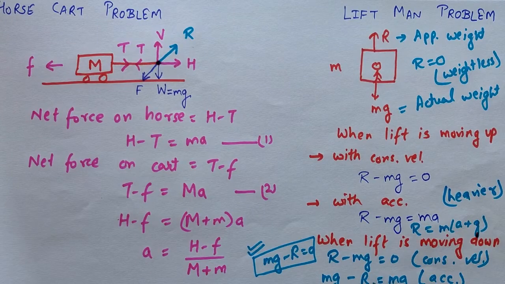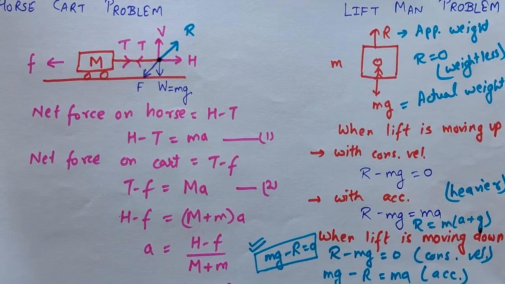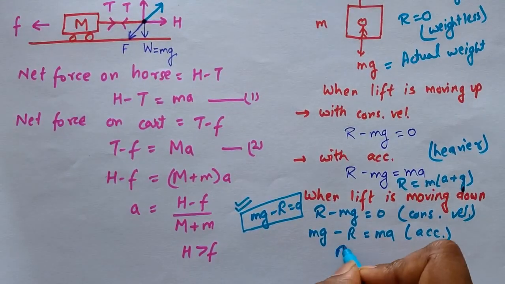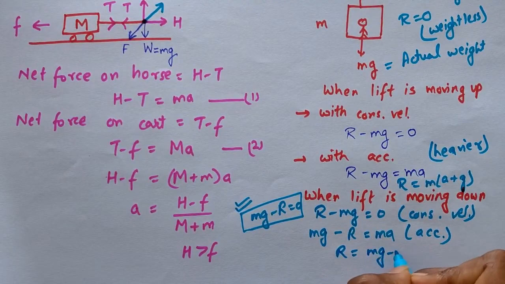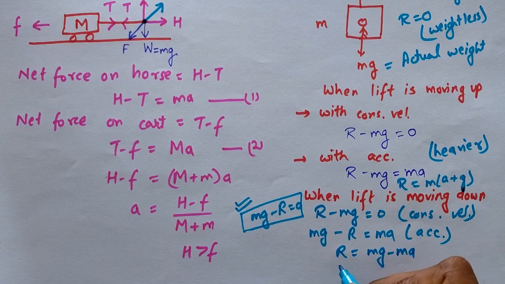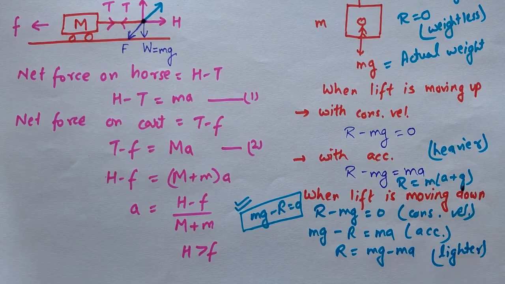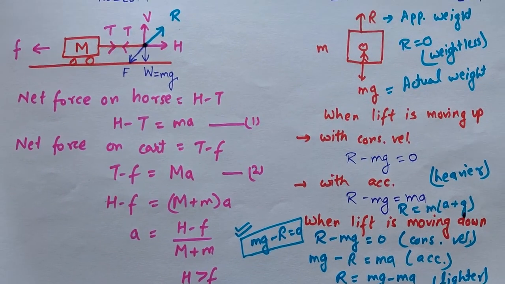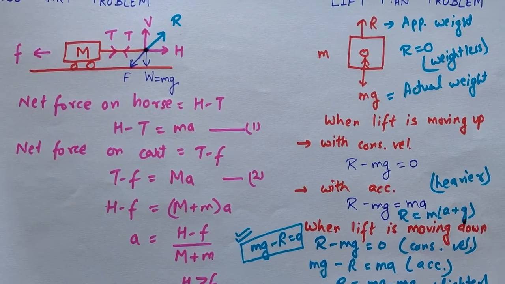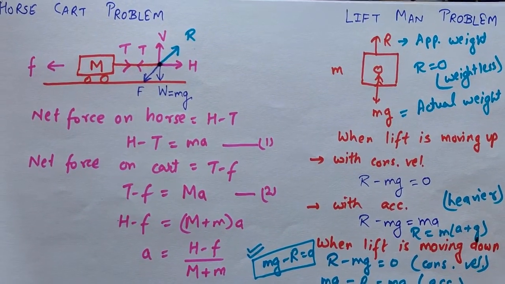But in this case, what will R be? R will be mg minus ma, which means the apparent weight is reduced, so he will feel lighter when the lift is moving downwards with some acceleration. So this is the concept for the horse cart problem and the liftman problems.